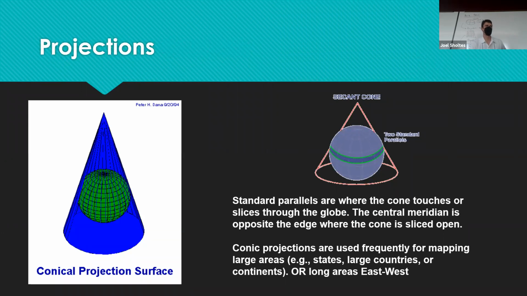So this conical projection will touch the globe, and maybe it'll touch it in 2 different places. These are called standard parallels. They're frequently used for mapping large areas or long areas that run east to west. So a conical projection might run, for example, Colorado has 3 strips. Colorado's cut into thirds along these long strips. I'm pretty sure that's a conical projection that we'll look at.